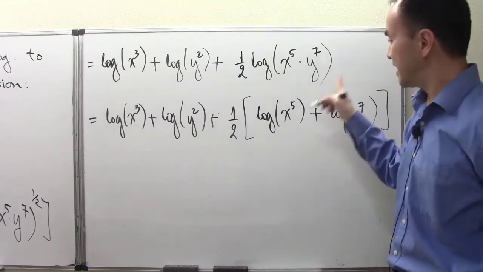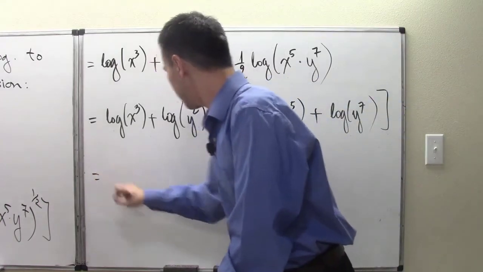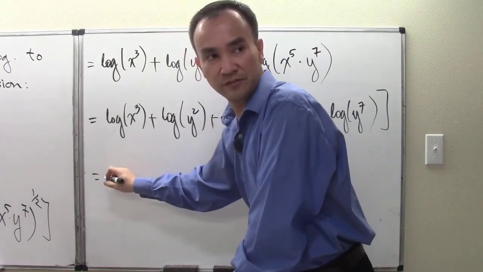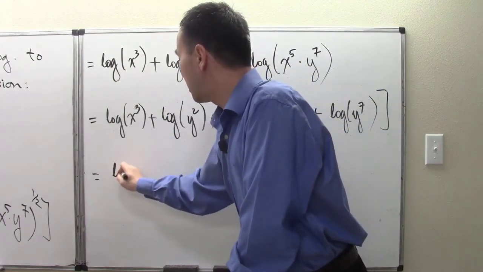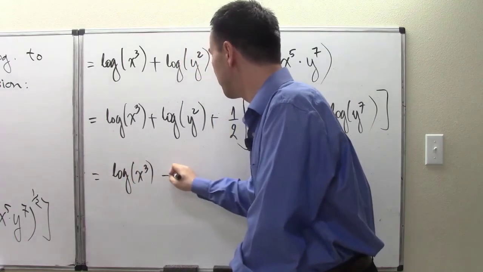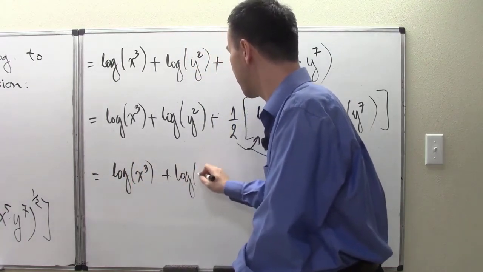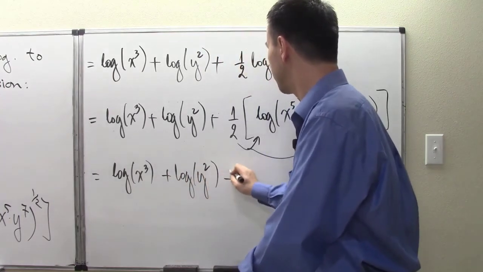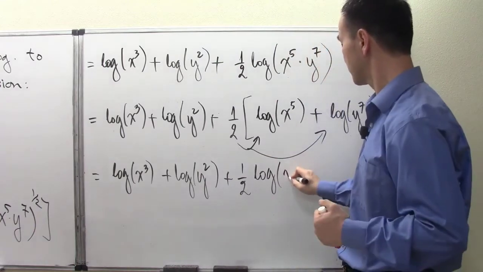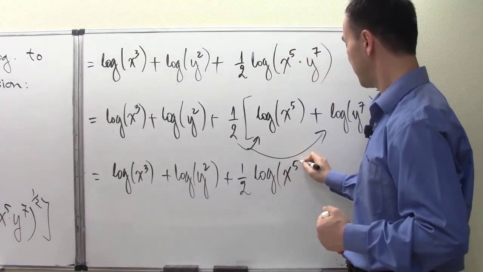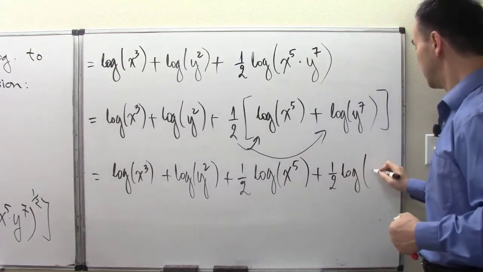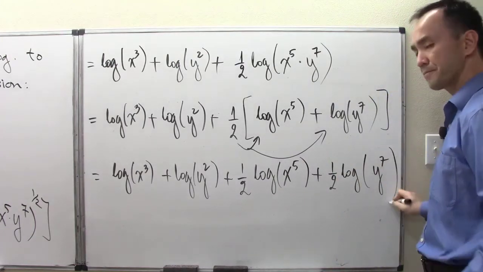All right, and now I'm going to distribute that 1/2. That's giving me log base 10 of x cubed, these first two terms still being kept the same. But I have a 1/2 log base 10 of x to the 5th plus a 1/2 of log base 10 of y to the 7th.